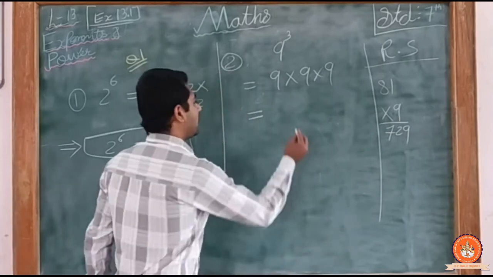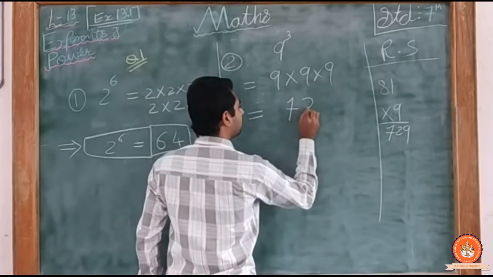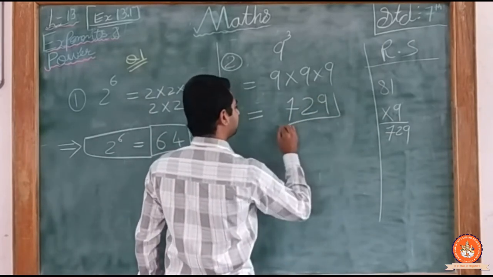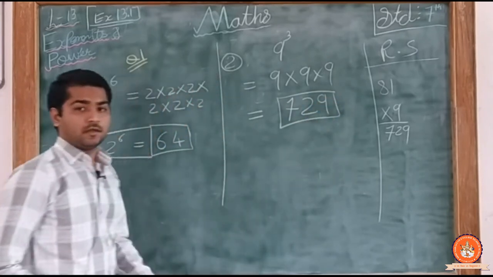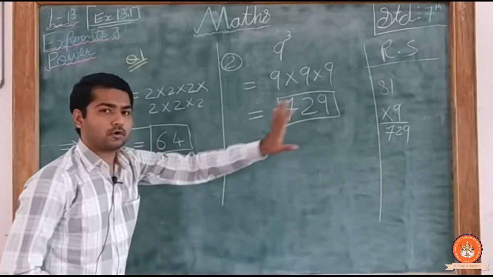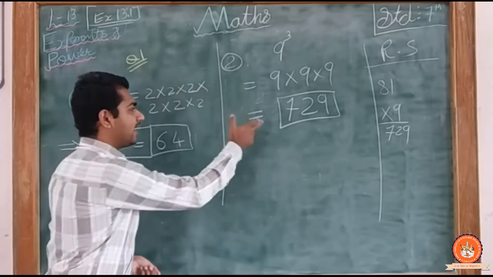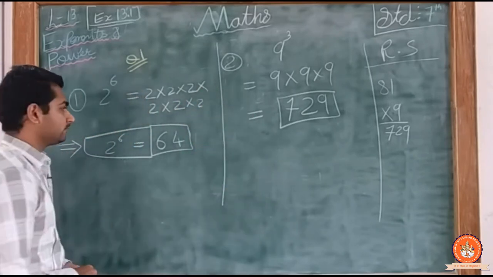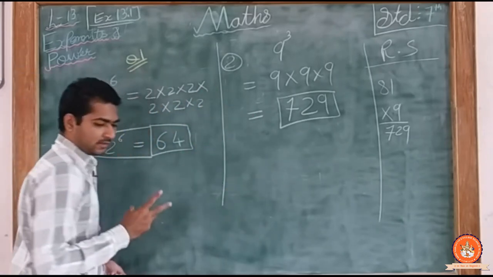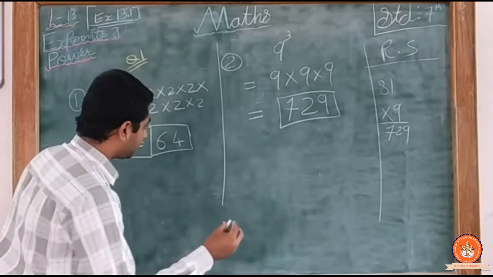9 ones are 9, 9 eights are 72. So my answer is 729. Correct? When you get the answer, make a box, so it will directly highlight your answer. Nothing else. Coming on to the second question, sorry, the third question.